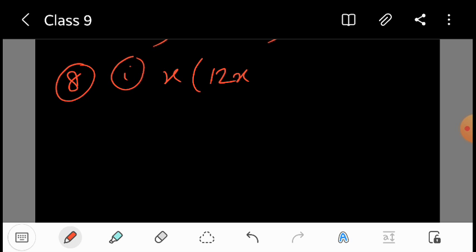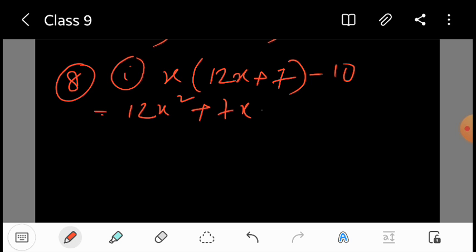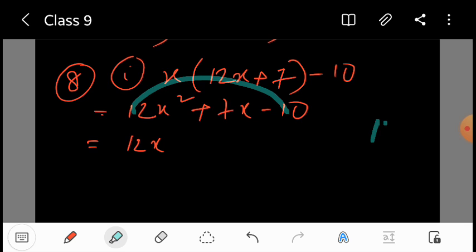Now question number 8. We have 12x plus 7 minus 10. So we can multiply this one, 12x square plus 7x minus 10. Now we shall factorize that one. There is 12x square. The 12 and 10 should be multiplied, and we'll have the 120 already.